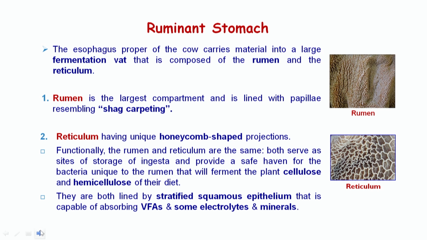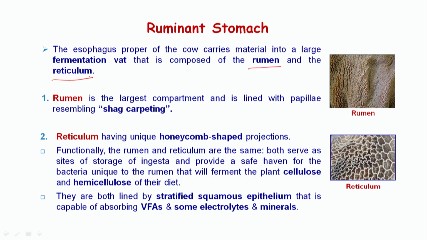If you look at how the ruminant stomach looks from the interior, the esophagus of the cow carries the material into the large fermentation vat that is composed of the rumen and reticulum. So the rumen and reticulum together form the fermentation vat. The rumen is the largest compartment and is lined with papillae resembling shag carpeting, as you can see in this picture. The reticulum has a honeycomb structure inside.